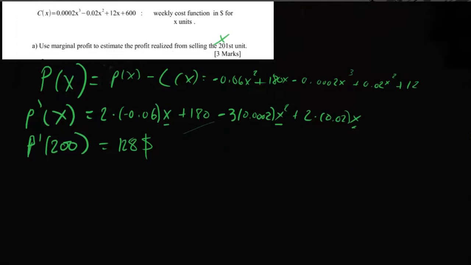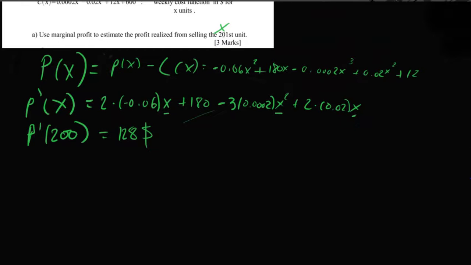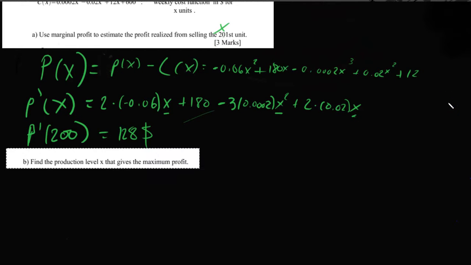Part B of the question is going to ask you to find the production level x that gives the maximum profit. The key word here is maximum. Whenever you see the word maximum in calculus, it means you're going to have to set the derivative to 0. So if we go ahead and do that, we're going to set p prime of x equal to 0, and then we solve for the x values, we get the production level x that gives the maximum profit.